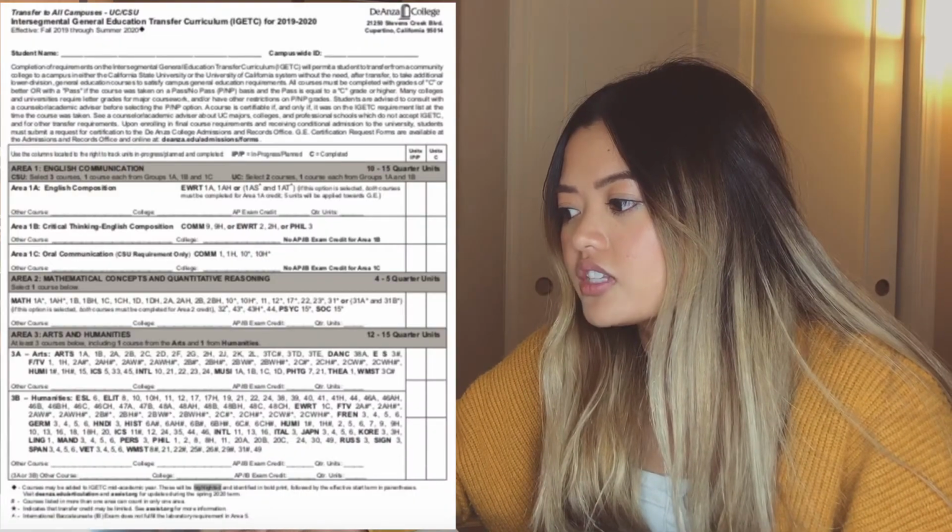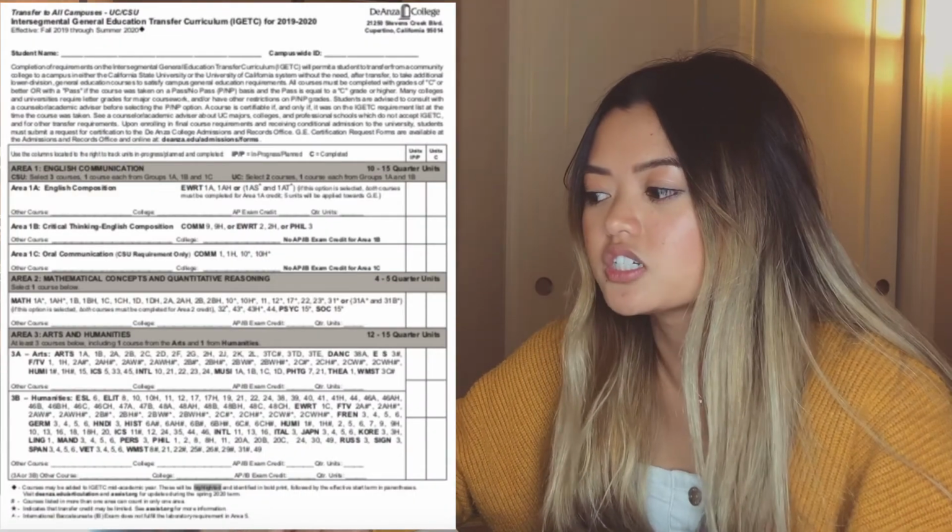So if I, for example, pull up on my computer IGETC and I'll do De Anza College in the Bay Area, that's just because I was familiar with that document. So I just put in IGETC De Anza and I'll click on the first document that pops up. So for example, you can see it's broken down into sections: English, math, sciences, humanities, things like that. And it will tell you what courses you need to take or what courses you can take at your community college so that it can transfer over to wherever you want to go.